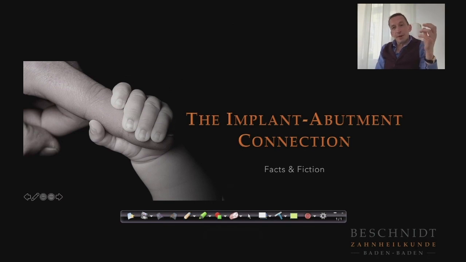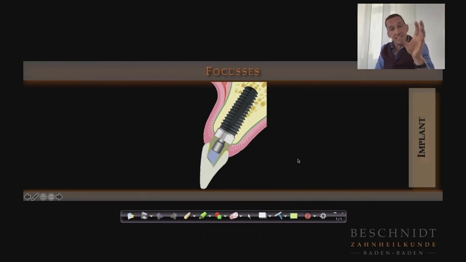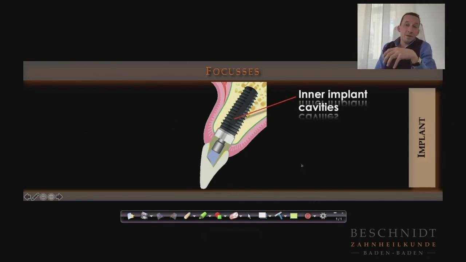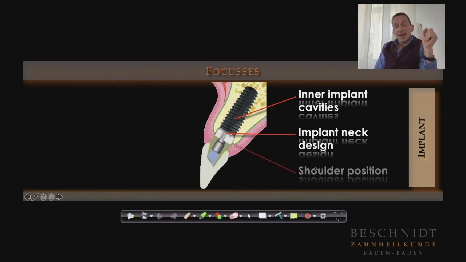Looking at the implant abutment interaction or connection, I'd like to divide between facts and fiction. The focus is not only the hotspot. The focus is, of course, on the implant side, the inner cavity. We know that the inner cavities of implants also serve as a reservoir for bacteria. It's the implant neck design. How is the design of the implant shoulder? And of course, it's the position of the implant shoulder. Is it supracrestal, like a tissue level implant? Is it epicrestal, like a bone level implant? Or is it beyond the bony margin?